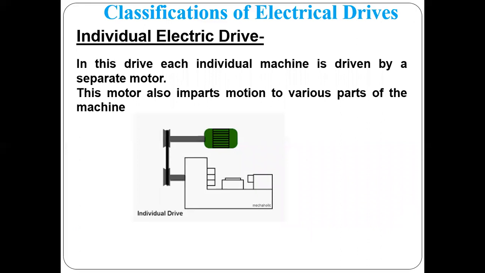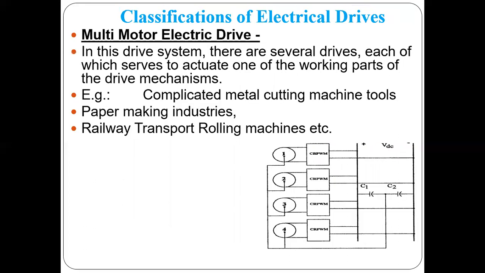Now we will discuss the second type of electrical drive. It is known as the individual electric drive. In this type of individual electrical drive, you can see in this figure there is only one motor and one motor is connected with one mechanism. For that reason it is called individual or separate. In this drive, each individual machine is driven by a separate motor, and this motor also imparts motion to various parts of the machine. This is the basic concept of the individual electrical drive.